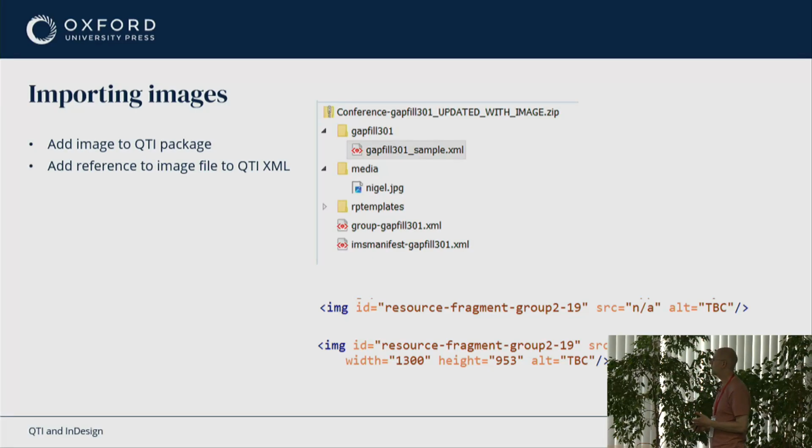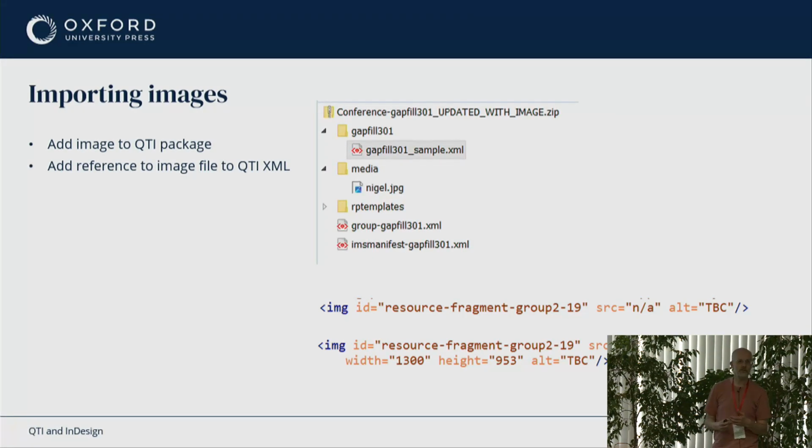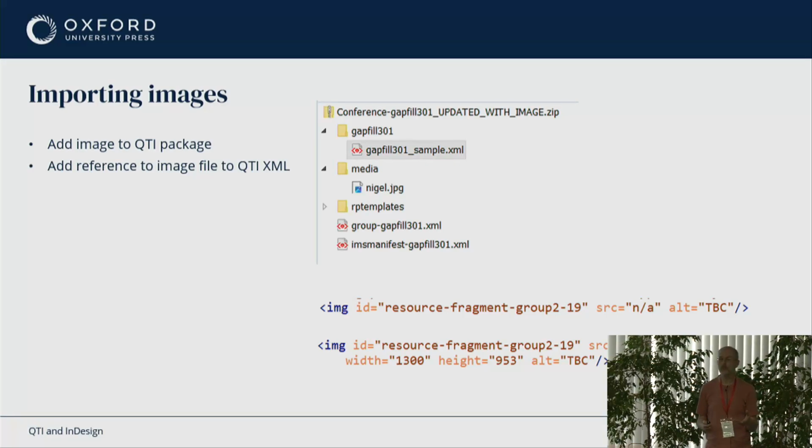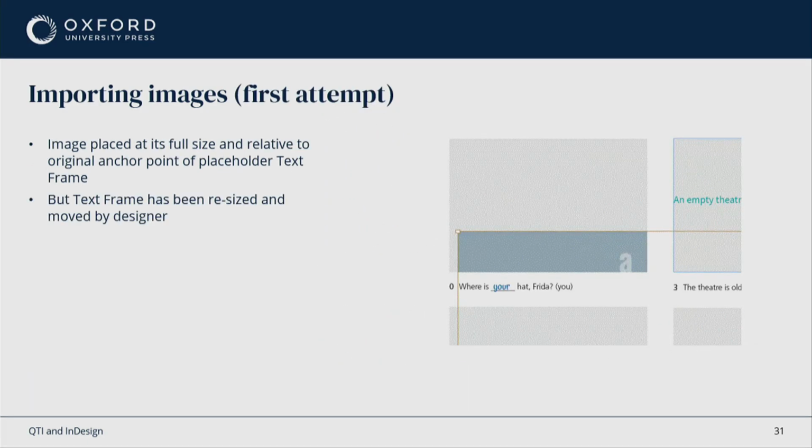So the next thing we wanted to do is to add images. So we've got the image now. It can be added as an asset to the QTI package. We can add a reference to the file, so before and after, just add a file reference. And okay, job done. No, hang on, it went wrong.